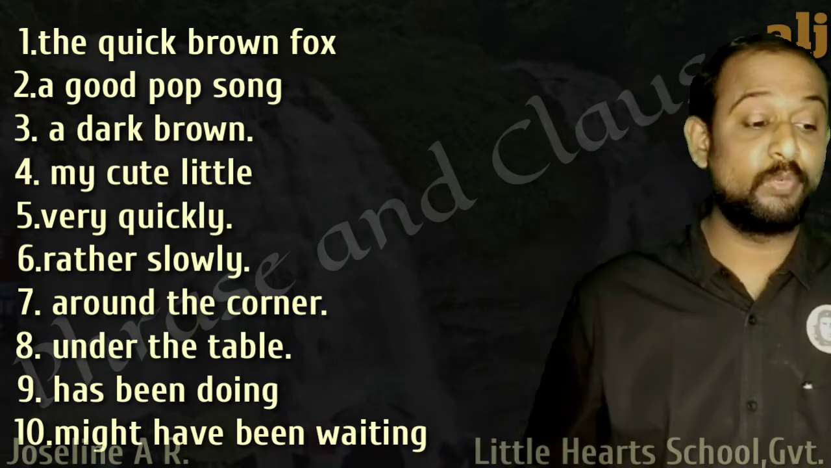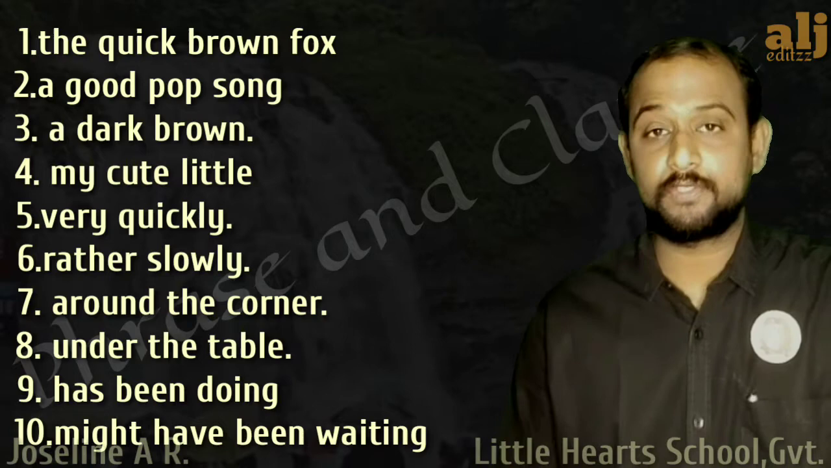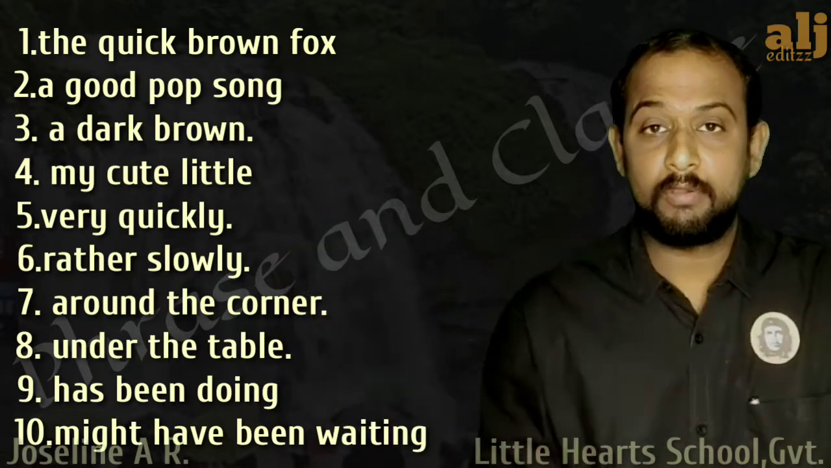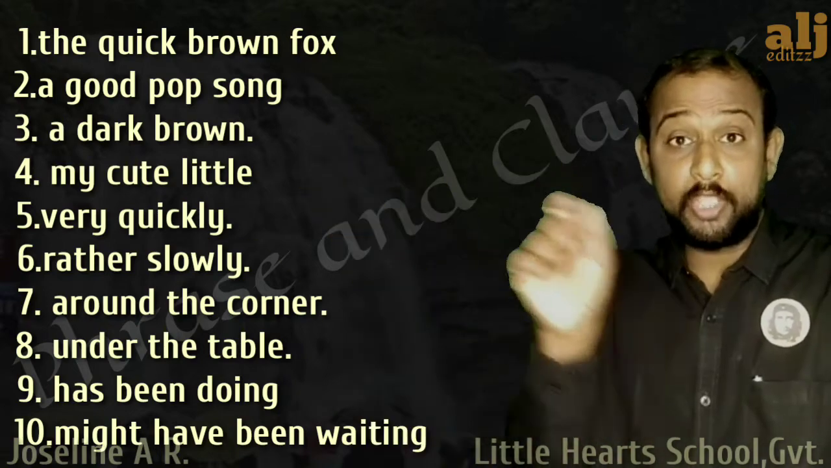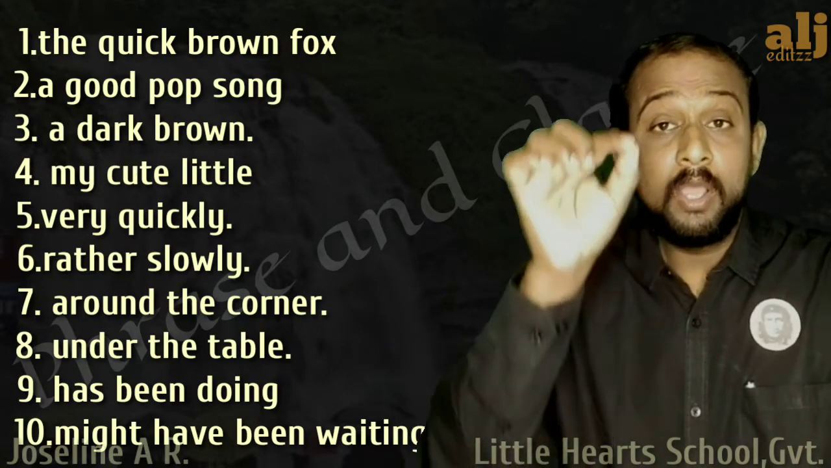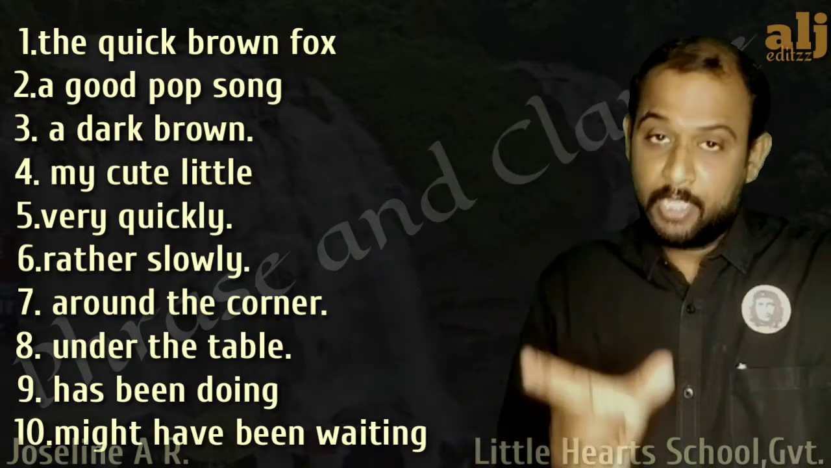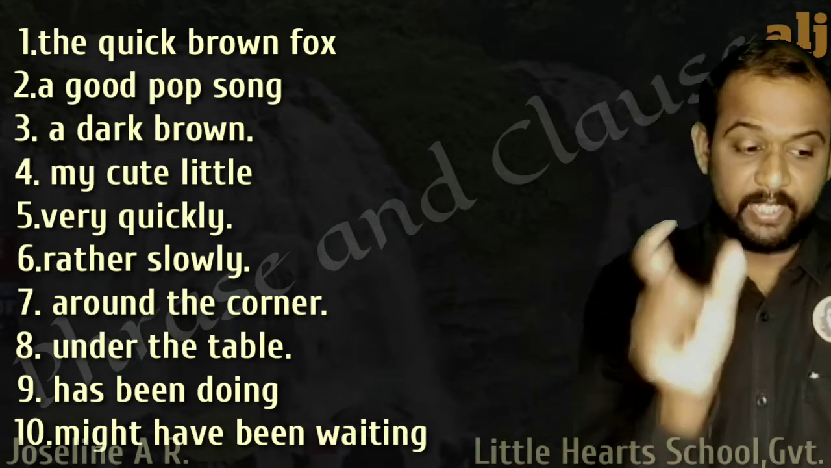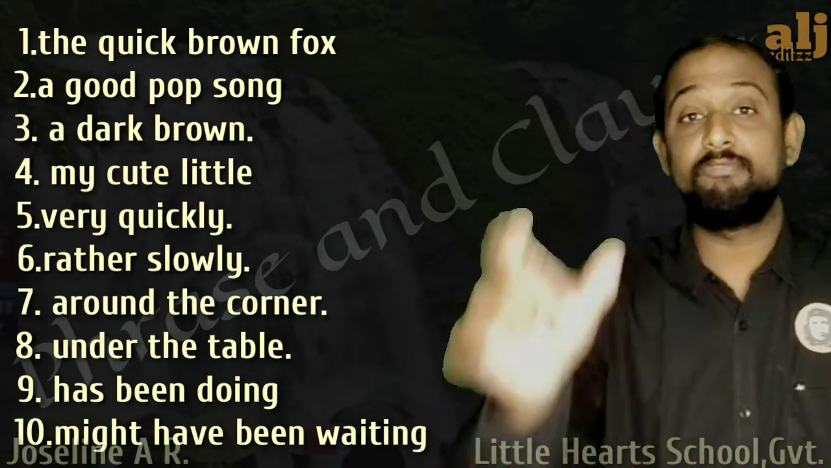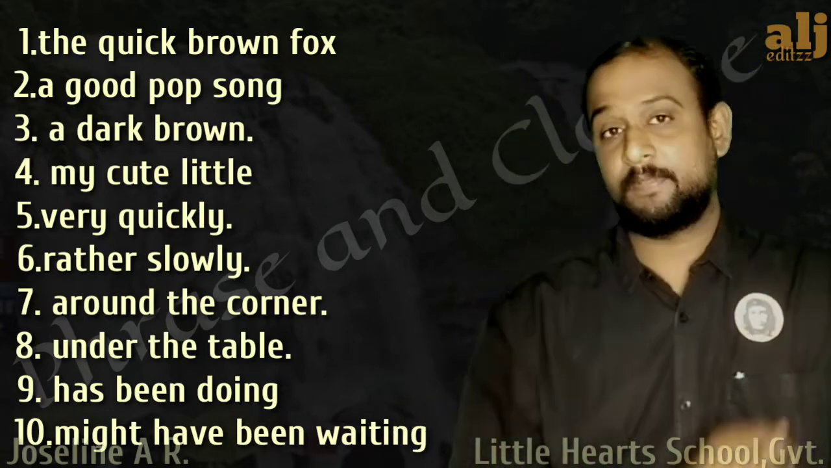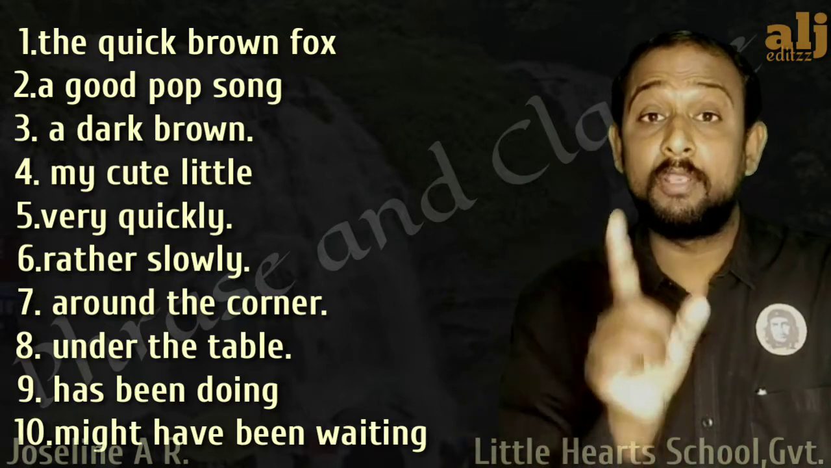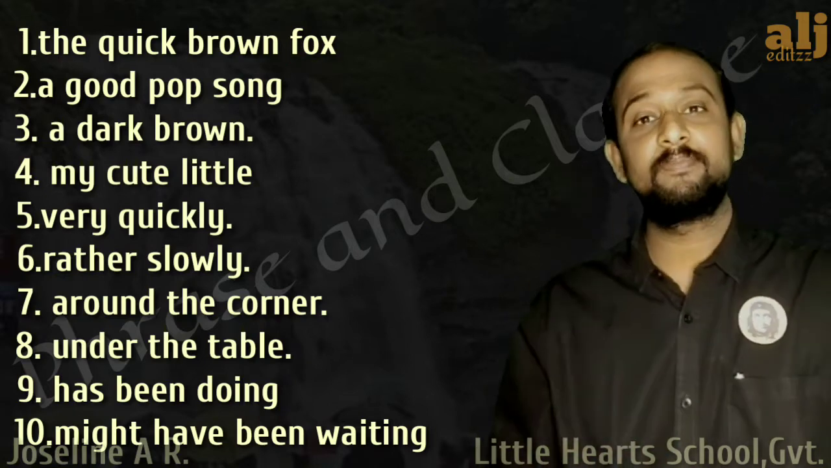For example, look at the first one, the quick brown fox. Instead of saying fox, I say quick brown fox. Instead of saying I saw a fox, I say I saw the quick brown fox. The entire group of words is a phrase. The quick brown fox is a phrase which lays emphasis, which focuses more on the word fox. It's a noun. The quick brown fox focuses on fox, a noun, so it is called a noun phrase.